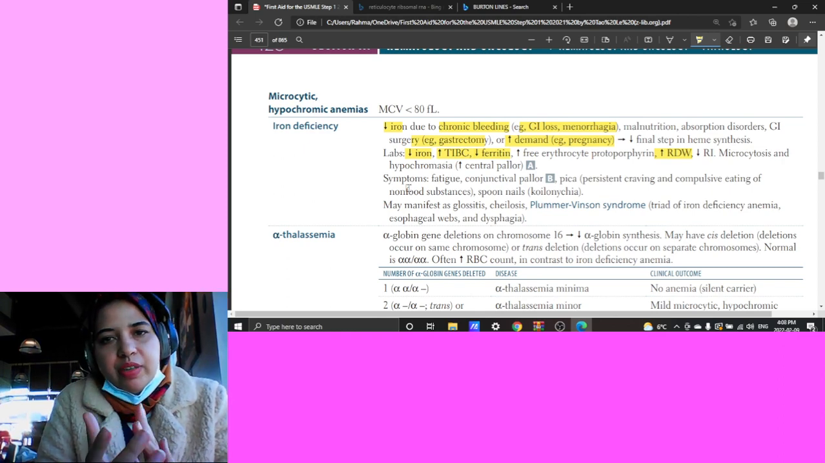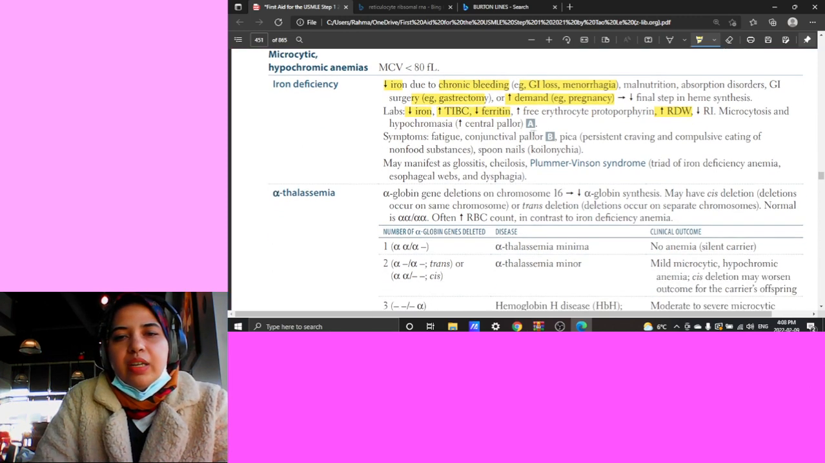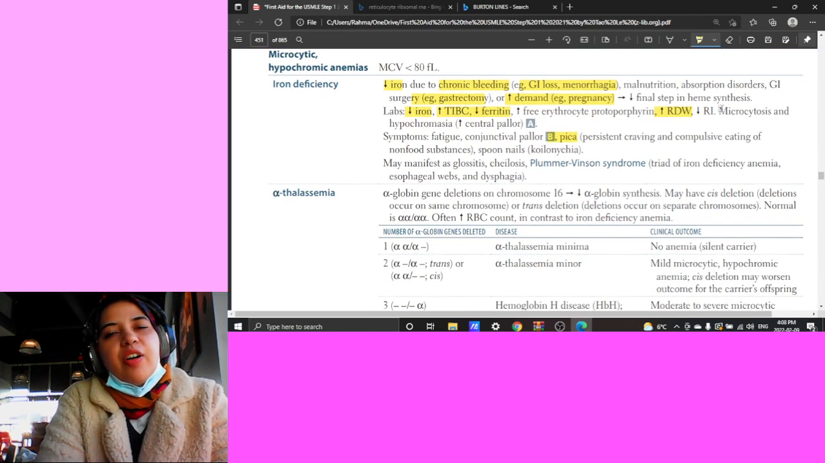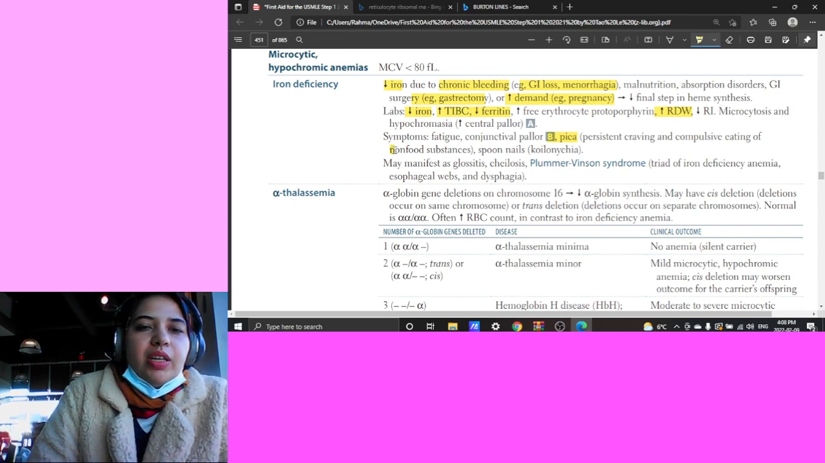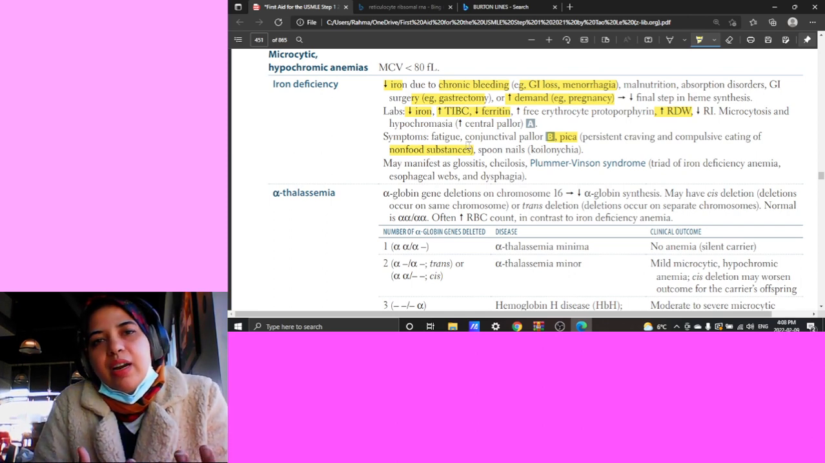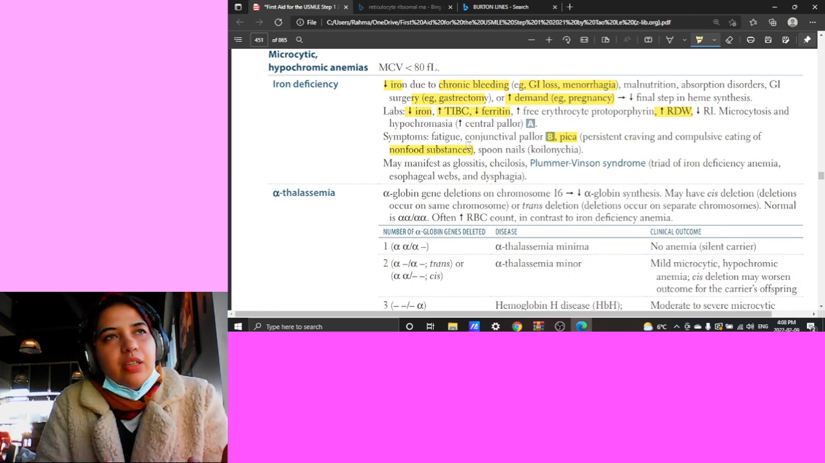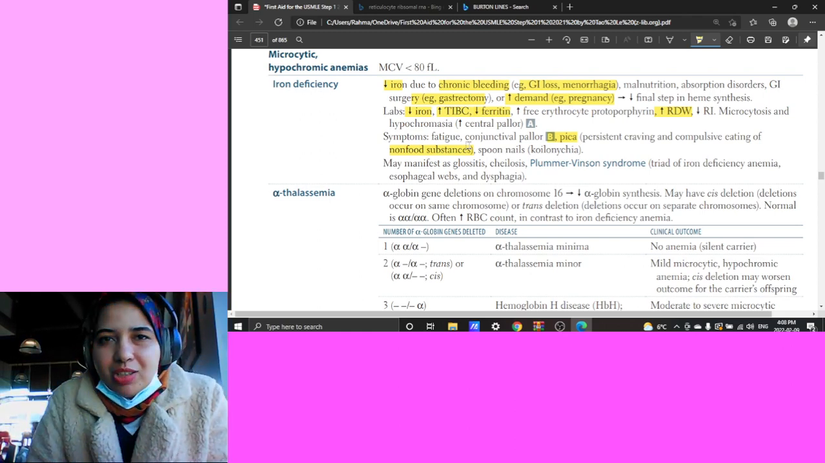Your symptoms are going to be the usual symptoms of anemia that we know of: the fatigue, the pallor, you're very tired, you're very pale. One such thing you need to be aware of is pica. Pica is persistent craving and impulse of eating non-food substances. And this is what I wanted to talk about with iron deficiency anemia. So you're going to have someone who's eating things that are non-nutritious, right? They're either eating sand, or dirt, or in a playground where there are little wood chips, they're probably eating that. But they can also be eating paint chips too.